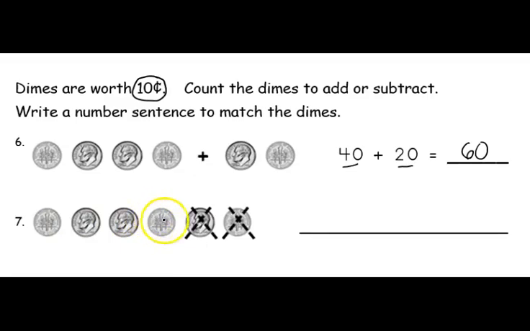In problem 7, I'm going to subtract some dimes. So let's see how many we have to begin with. I've got 6 dimes to start with. Well, 6 groups of 10 would be 60. And then I crossed off 2 dimes, which would be 10 each. So I'm subtracting 20. And I'm left with 4 dimes, or 4 groups of 10, which would be 40. 60 minus 20 equals 40.